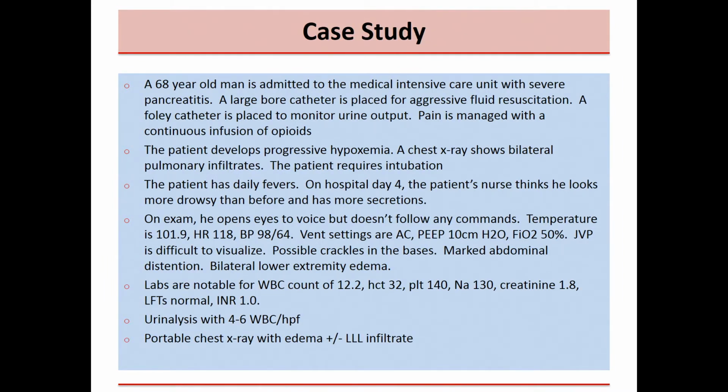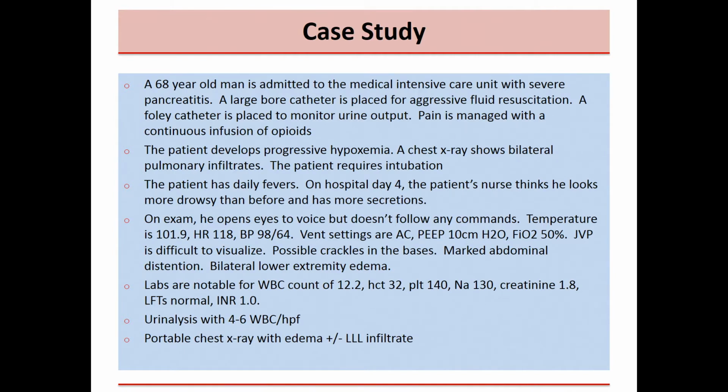On hospital day 4, the patient's nurse thinks he looks more drowsy than before and has more secretions. On exam, he opens his eyes to voice but doesn't follow any commands. His temperature is 101.9. His heart rate is 118. His blood pressure is 98/64. His ventilator settings are assist control, with a PEEP of 10 centimeters of water, FiO2 of 50%. His JVP is difficult to visualize. He has possible crackles in the bases and marked abdominal distension. There's bilateral lower extremity edema.